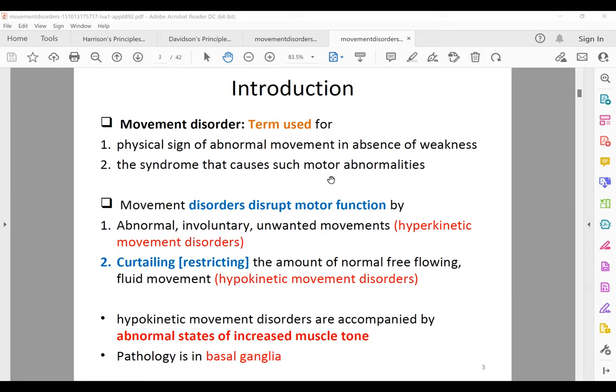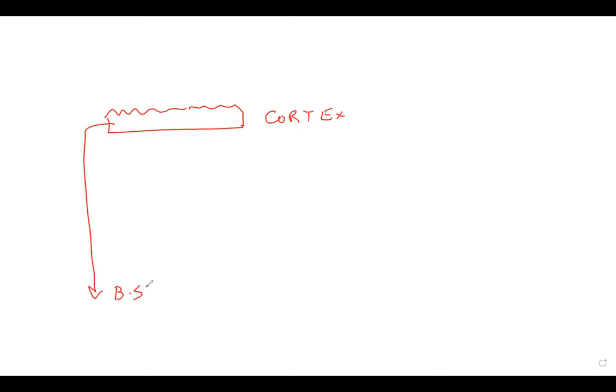Now let us go diagrammatically and draw something. Now we will try to do a diagrammatic representation. That is the cortex. This cortex will send impulses to the brainstem and also some impulses to the spinal cord. Brainstem for muscles of the face and all the motor cranial nerves, and spinal cord for the voluntary muscles of the body.